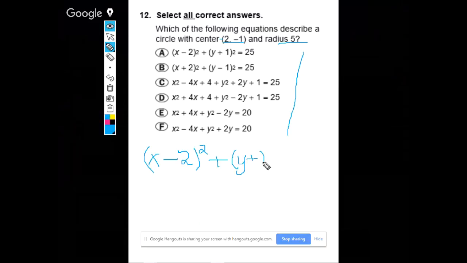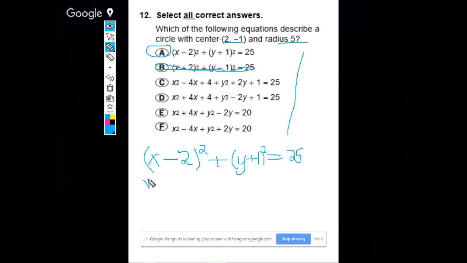Anytime we go from the formula to the center or from the center to the formula, we have to remember to switch the signs. We also have to remember to square the radius. So 5 squared is 25. So right away, we're going to eliminate choice B because B did not switch the signs, and we know A is correct. Then we're going to do the multiplication.